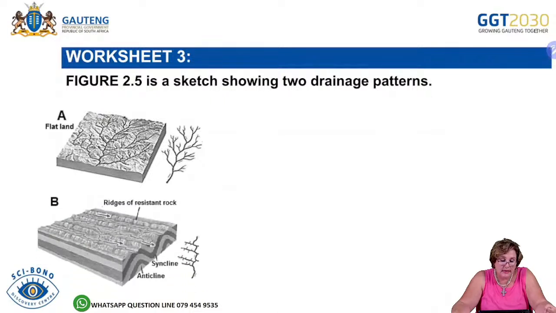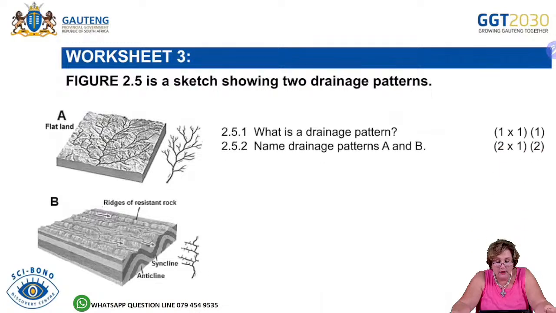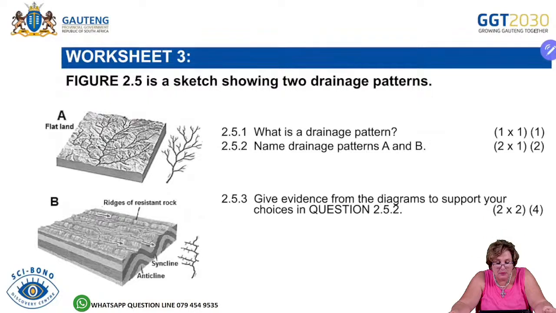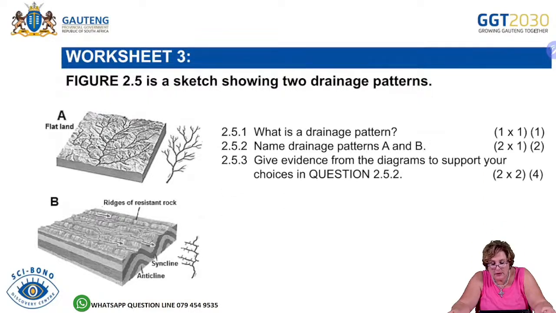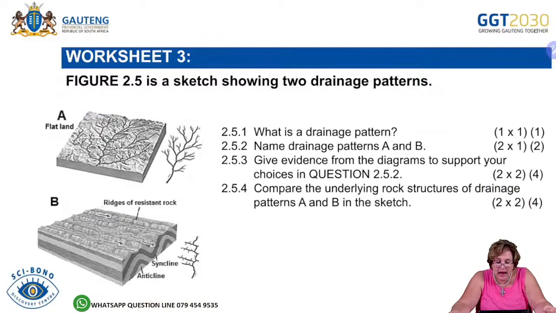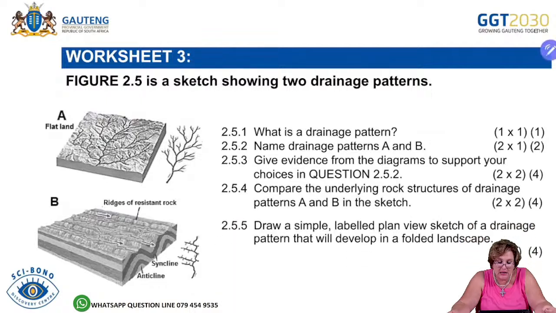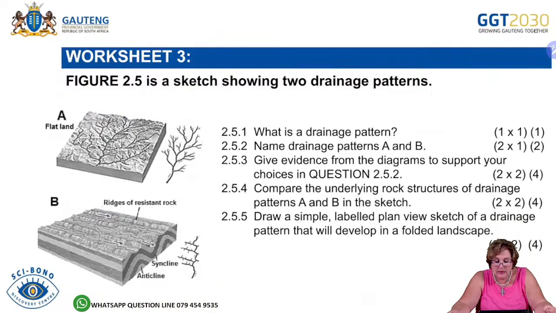Okay, boys and girls, here we have a sketch, worksheet 3. What is a drainage pattern? Name drainage pattern A and B. Give evidence from the diagram to support your choices. Compare the underlying rock structure of drainage pattern A and B in the sketch. Draw a simple labeled plan view sketch of a drainage pattern that will develop in a folded landscape.